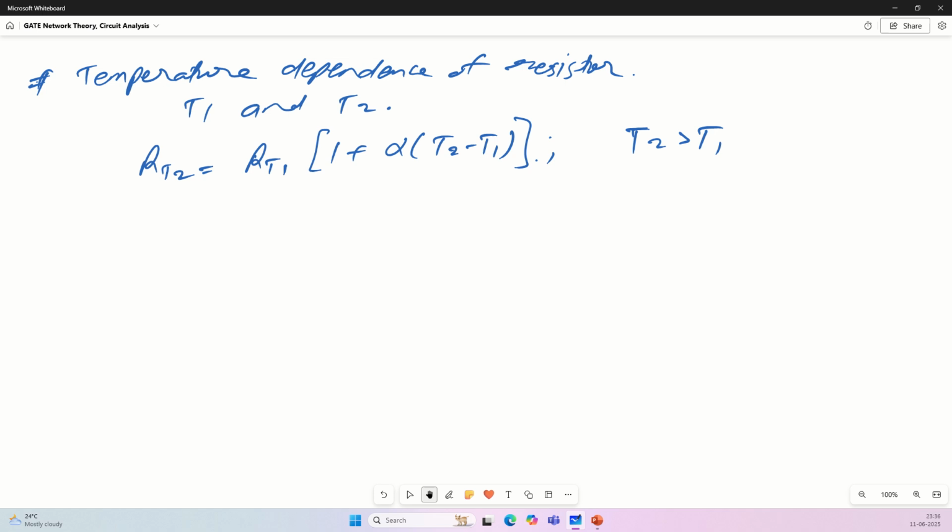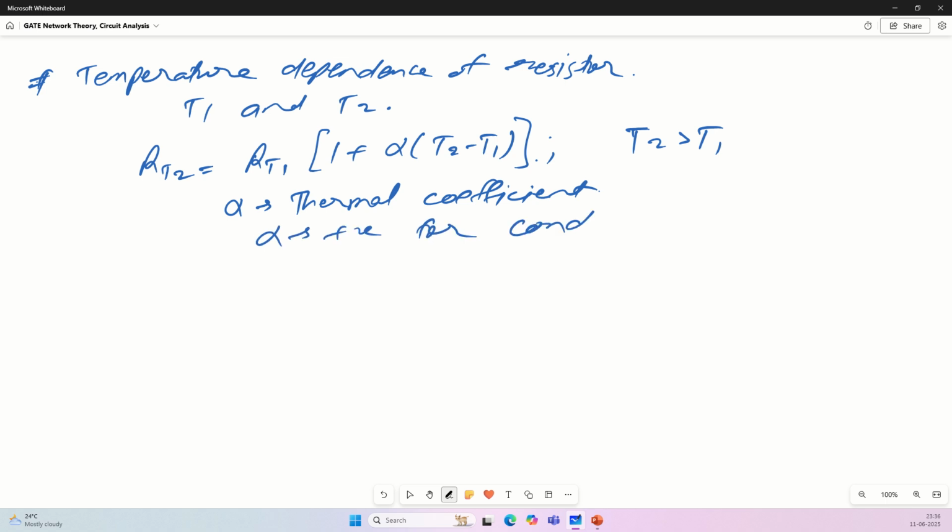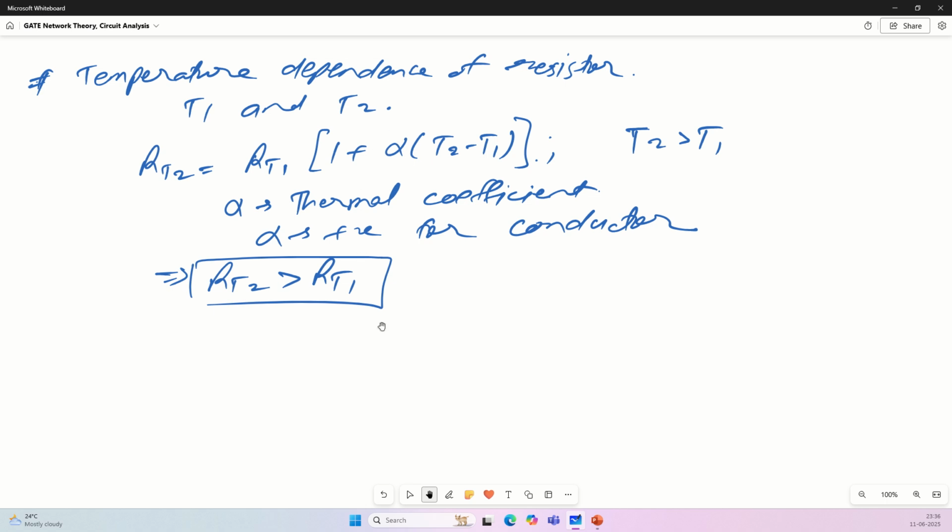So if my alpha is positive, that is called the thermal coefficient. Alpha is the thermal coefficient. For conductors it is positive, and negative for semiconductors. That is a different thing, so we'll talk about only positive. So you can say my R at T2 will be greater than R at T1 because the resistance at temperature T2, which is the higher temperature, will be greater because alpha is positive. Understood? That's all.